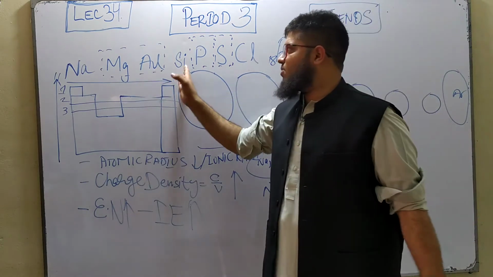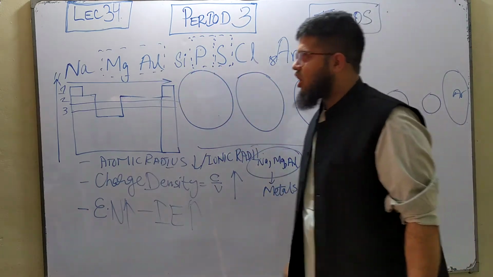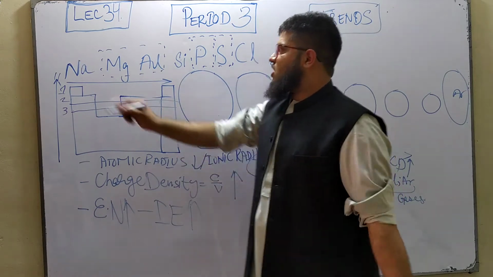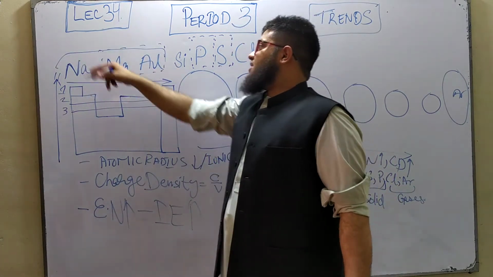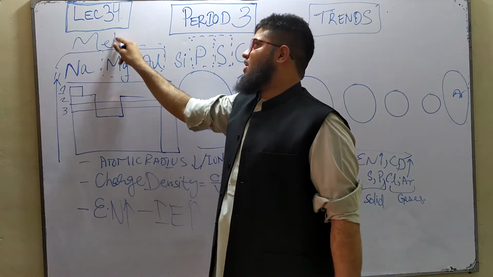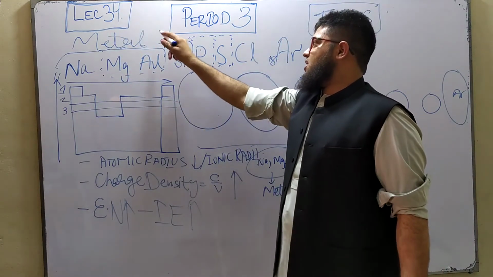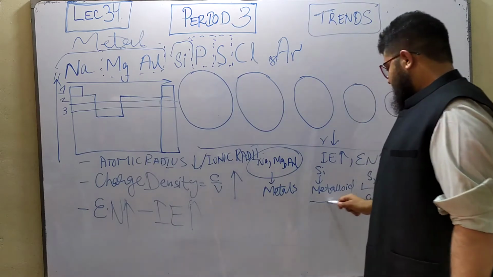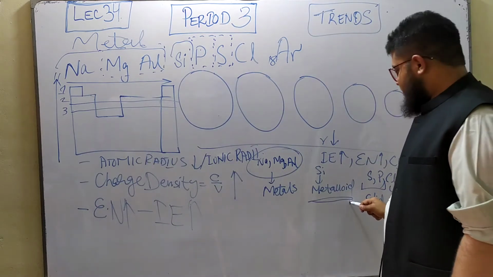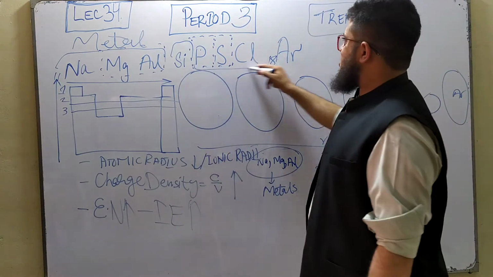So sodium, magnesium, aluminum, silicon, phosphorus, sulfur, chlorine, and argon. Sodium, magnesium, and aluminum, these three are solids and metals basically, and the remainder are non-metals. The silicon over here is a metalloid, and the remainder are non-metals.